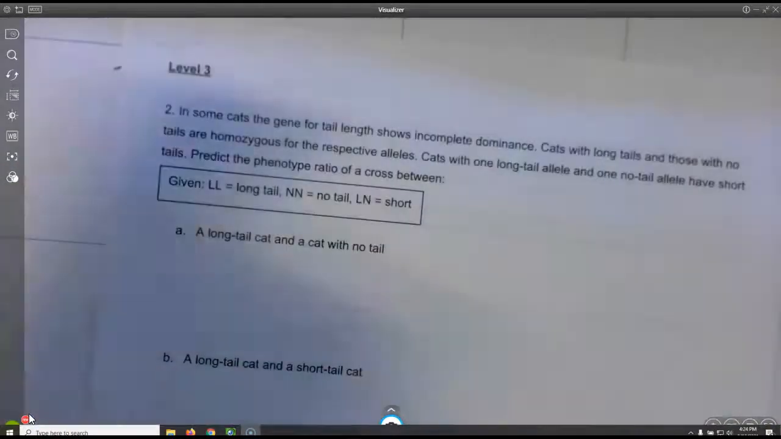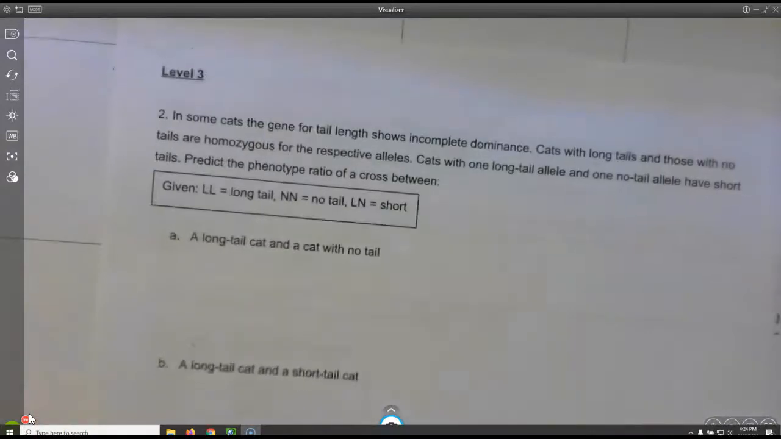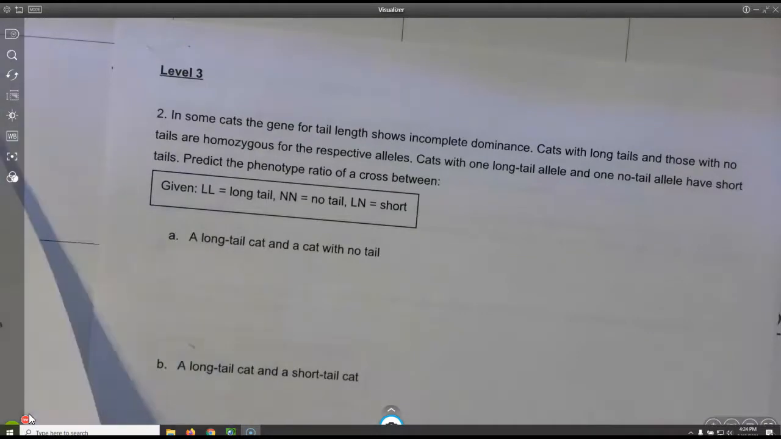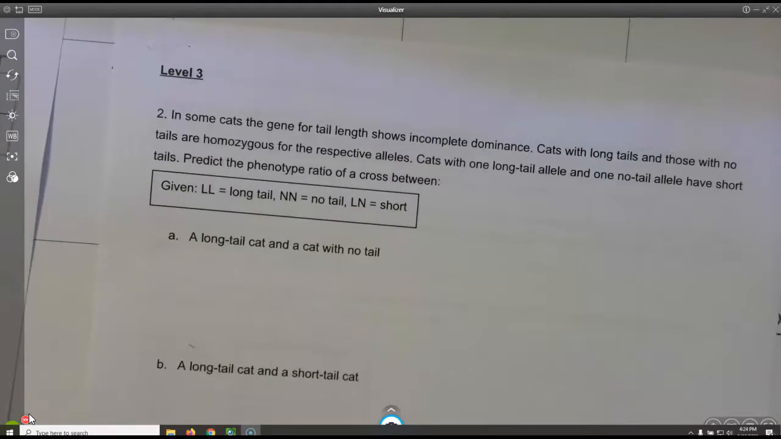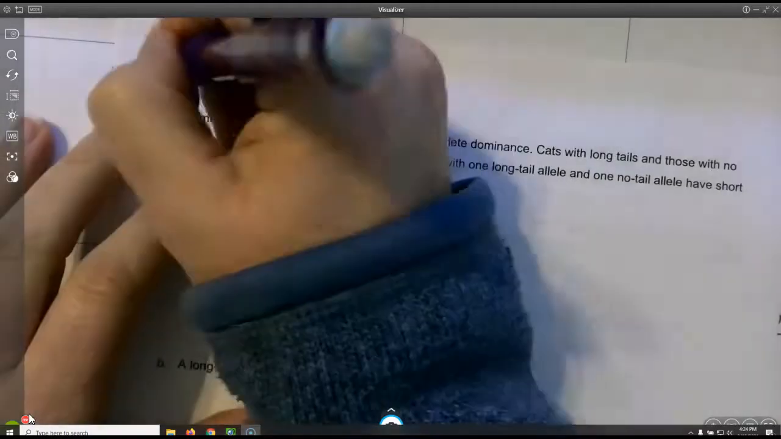Moving on, we shall look at number 2. And this really should be level 2. I think I mistakenly put level 3 there when it should have been level 2 right above number 1. I think I just put it in the wrong spot. So, not a level 3.